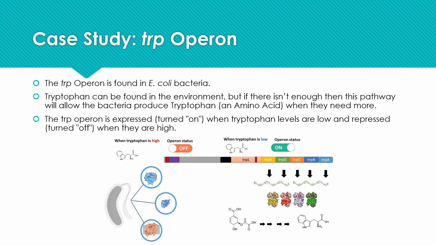So what you need to understand is that when tryptophan levels are high in the environment, the operon is switched off. And when tryptophan levels are low in the environment, the operon is switched on. So that is the gist of the trp operon. And we're going to watch a video to learn a bit more about it.